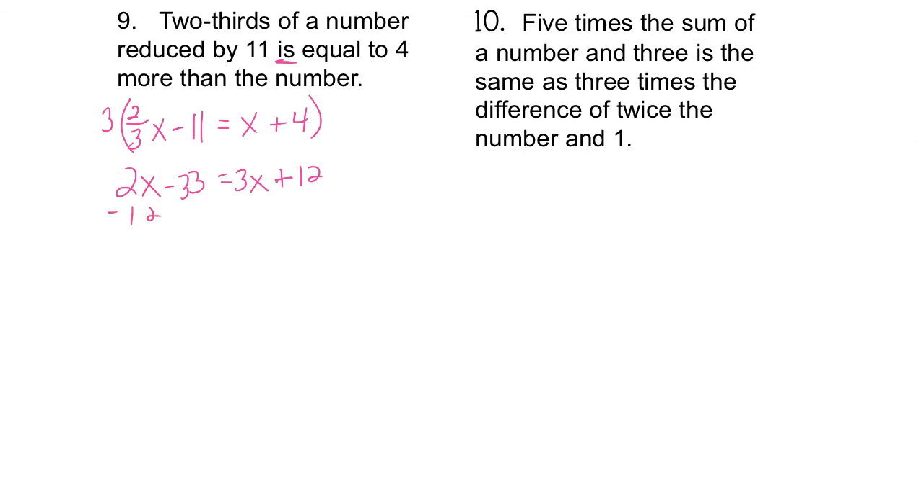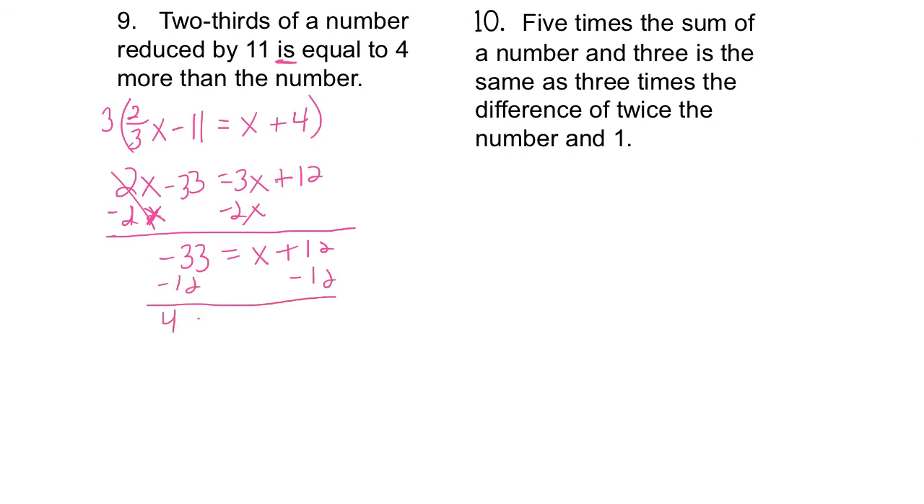Get the x's together. Minus 2x. Those cancel. Negative 33 equals x plus 12. We better subtract 12 from each side and get x alone. That's negative 45 equals x. So x is negative 45.